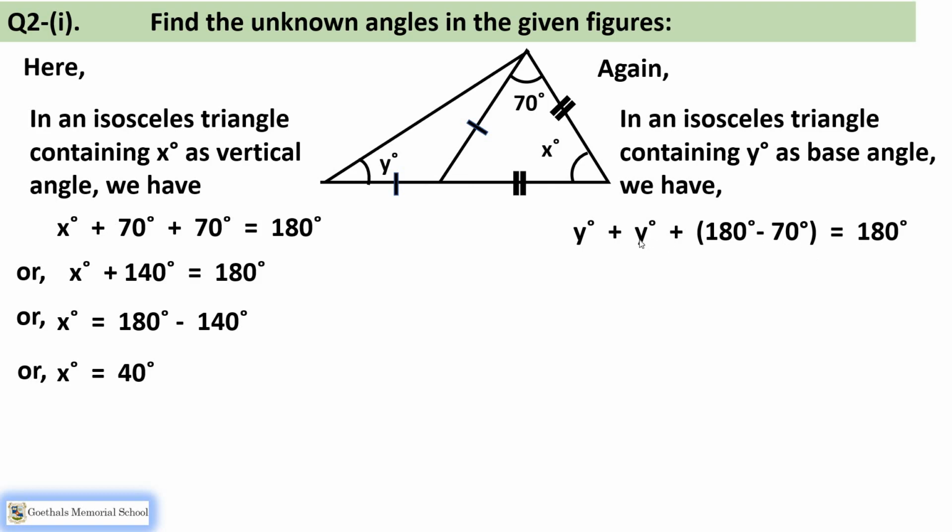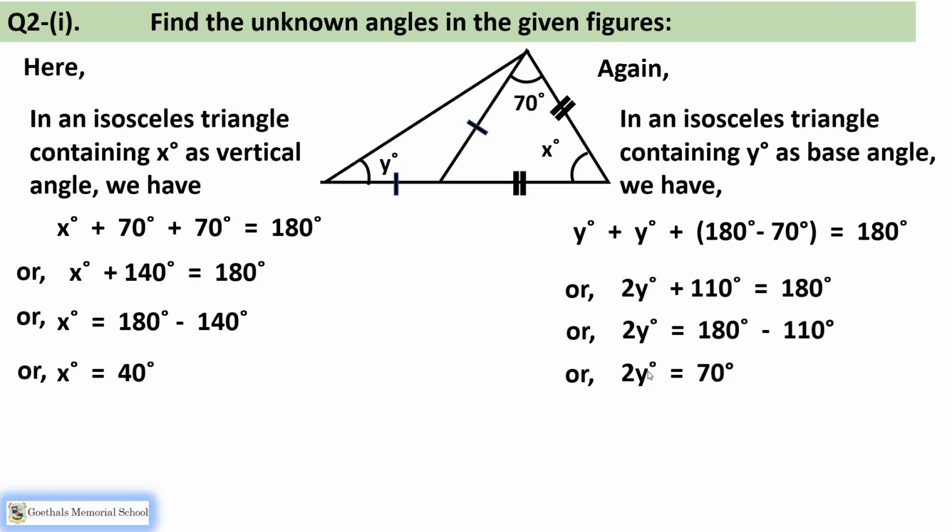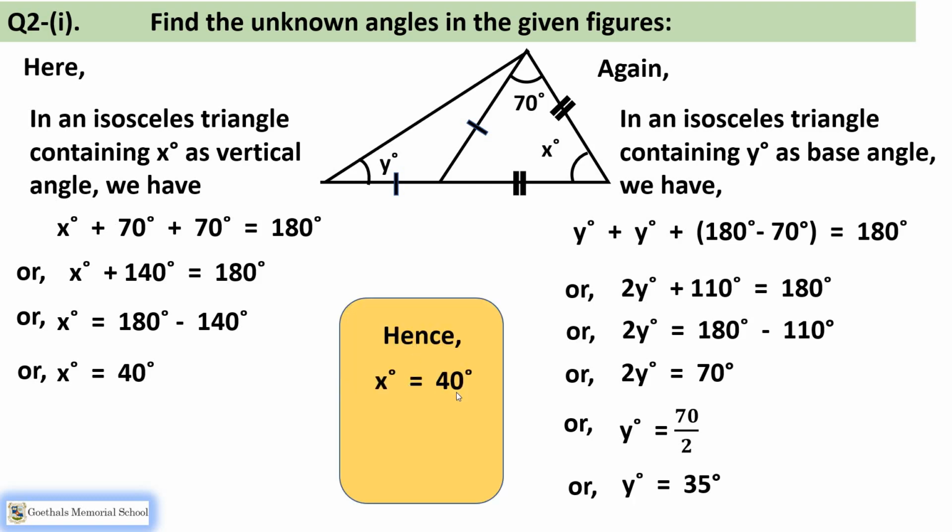So these two y's are base angles, and this vertical angle is 180 minus 70. How can we get this? Because this is 70 degrees, this side will be 180 minus 70. When we solve this, we get 2y plus 110 equals 180 degrees, or 2y equals 180 minus 110. This gives 2y equals 70 degrees, and y equals 35 degrees. Therefore, finally we can write x is equal to 40 degrees and y is equal to 35 degrees.